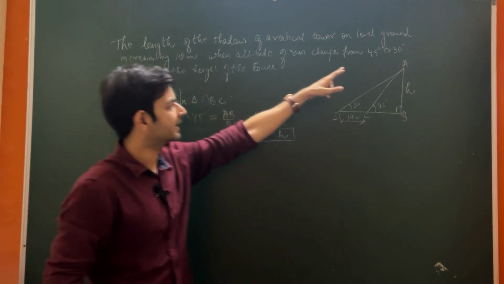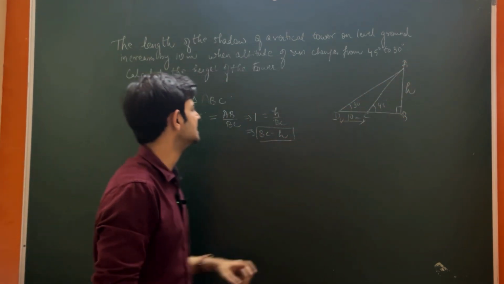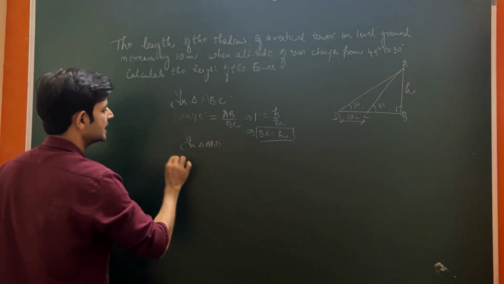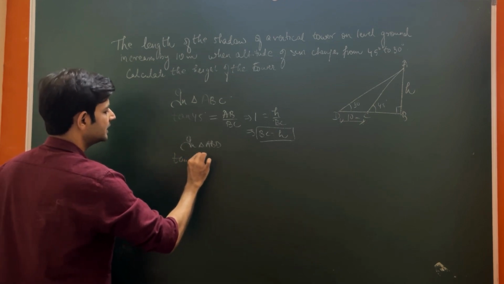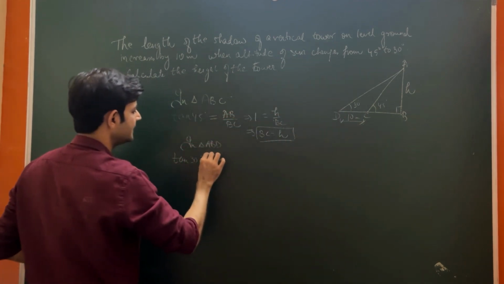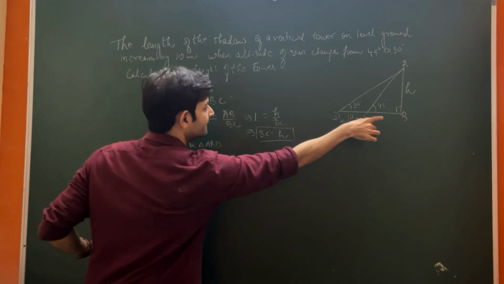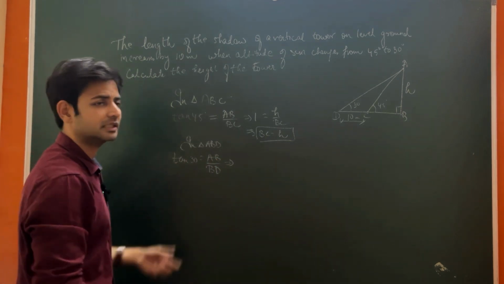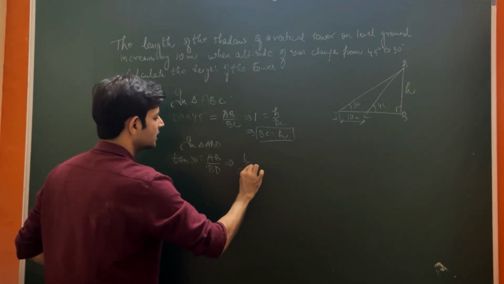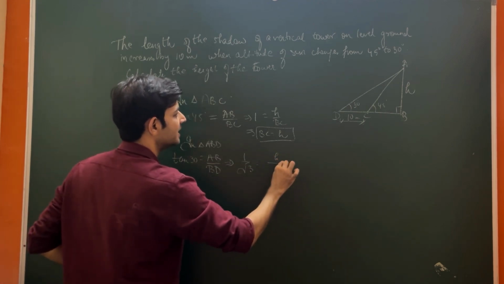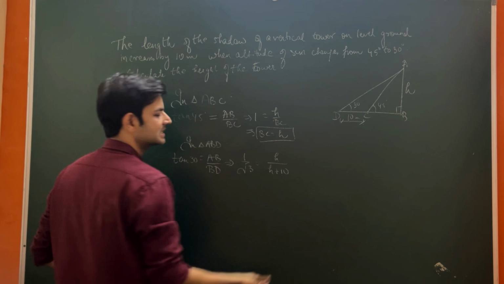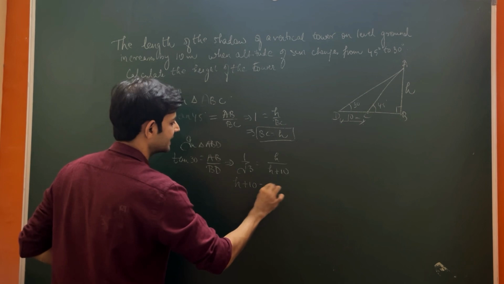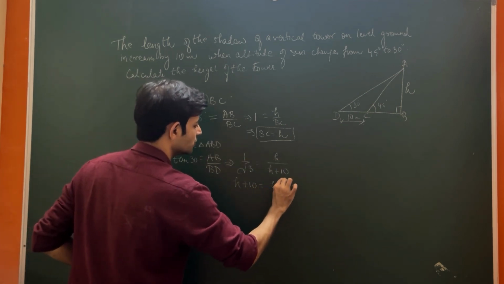Now we'll take the other triangle, triangle ABD. In triangle ABD, tan 30 is equal to AB upon BD. We'll just put the values. This implies tan 30 is 1 upon root 3. So 1 upon root 3 is equal to H upon H plus 10. We'll just cross multiply this. So H plus 10 is equal to H root 3.